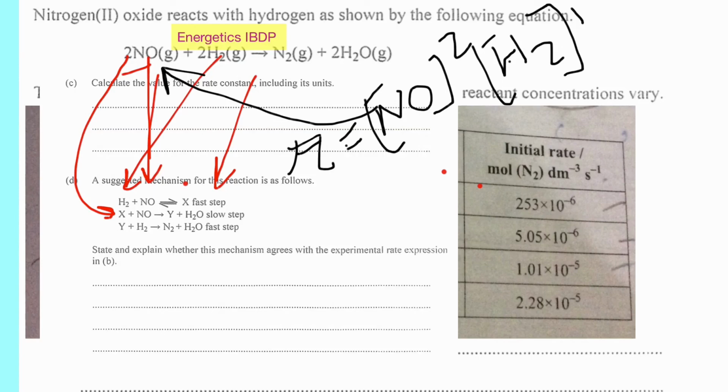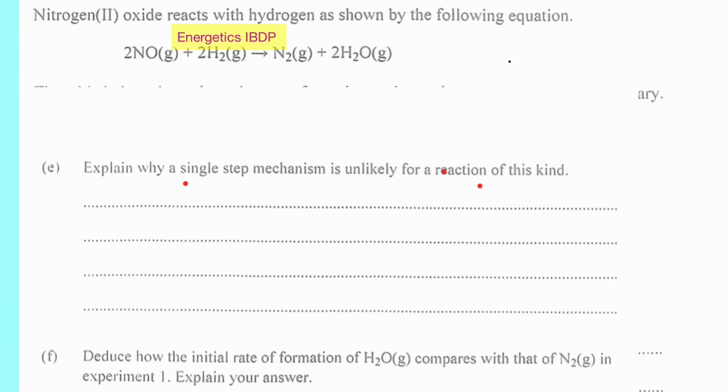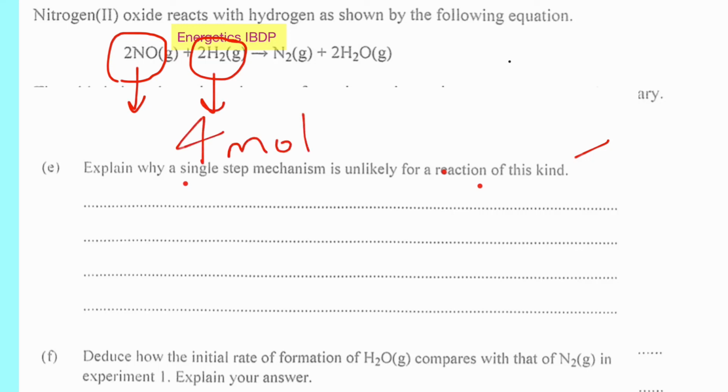So let's see the E part. In the E part, they have asked to explain why a single step mechanism is unlikely for a reaction of this kind. So why is that? As you can see, this is one reactant and this is the other reactant. So here 2 molecules of NO and 2 molecules of H2, so 4 molecules are involved. Wherever 4 molecules are involved, it is very difficult for it to occur in a single step. So that's why it will be in multiple steps.